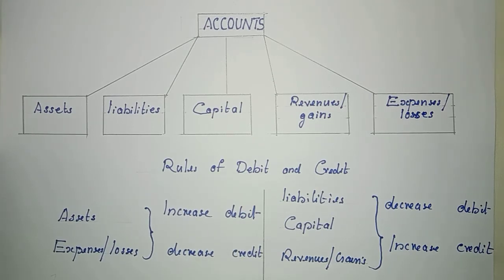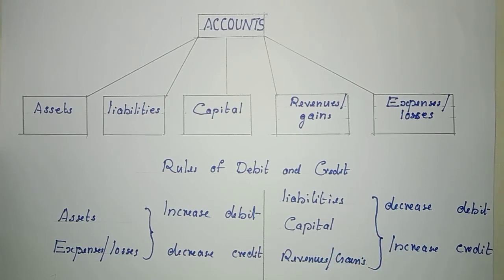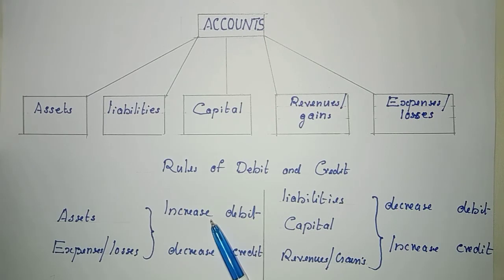The next one is liabilities, capital and revenue. The rule for these three also is the same, and it is just the reverse of assets and expenses. Here it is increase debit, but here it is decrease debit. Here it is decrease credit, but here it is increase credit.